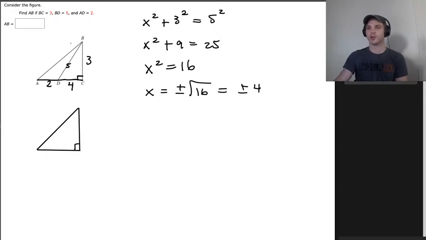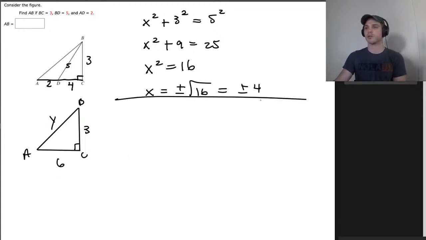So I took away this segment DB. So this now has sides 3, 6, and AB. Here, this is A, this is B, and this is C. So this side length, we already used x. Don't want to throw anybody off. So we're going to call this y. We're going to use the exact same thing, the Pythagorean theorem. So to figure this out, we're going to have 6 squared plus 3 squared equals y squared. Okay, so a squared plus b squared equals c squared.